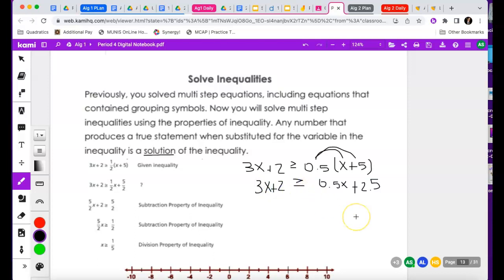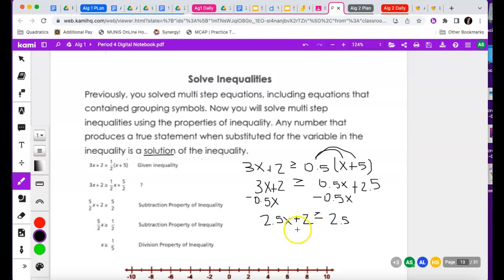So now it's just like solving a multi-step equation. Once we use a distributive property, we need to move all of our terms with our variable to the left side of the equation. So we're going to do the opposite and subtract 0.5x. We're going to do that from 3. So 3 minus 0.5 is 2.5, and we're going to keep the x. Bring down our plus 2. That's greater than or equal to 2.5.